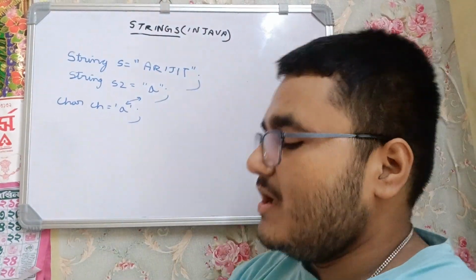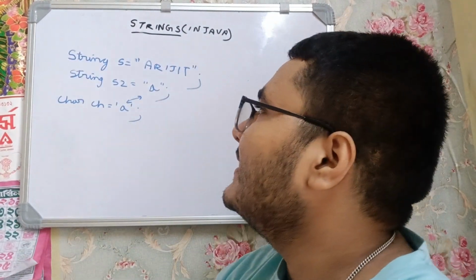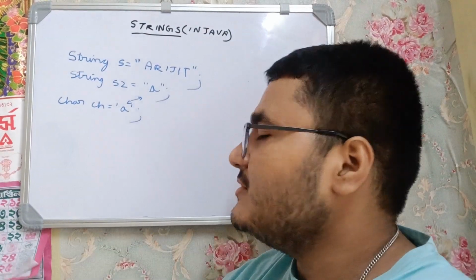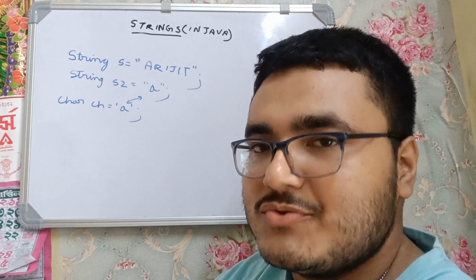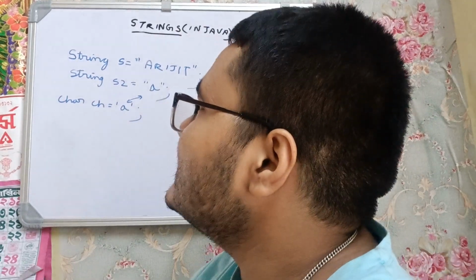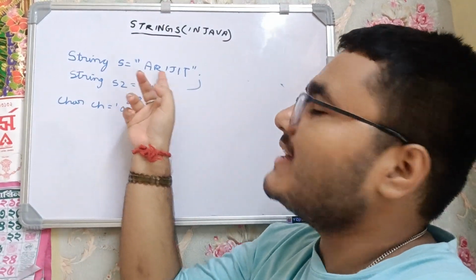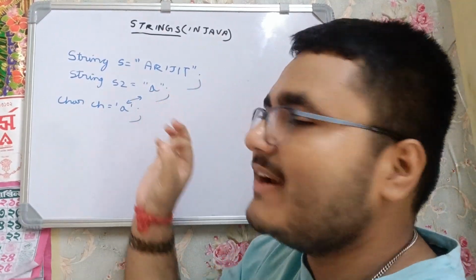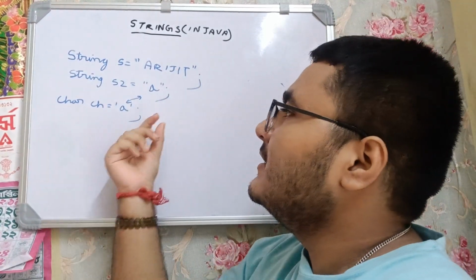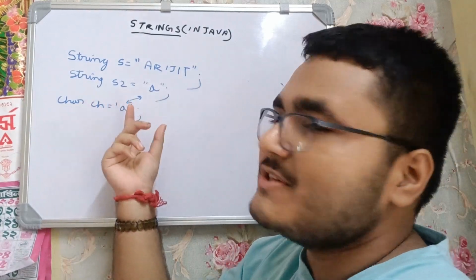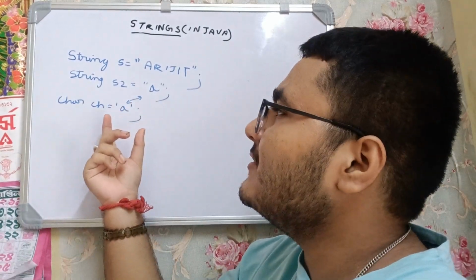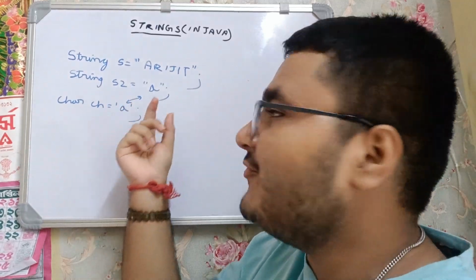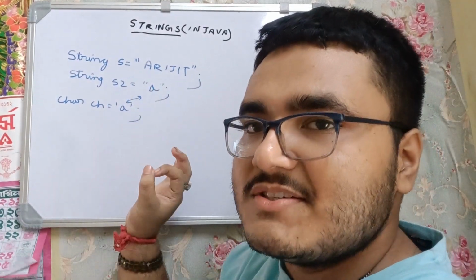So how are they different? In a character, what I store is stored as an ASCII value. In strings, each of them is a character, and each of them is separately stored using its ASCII value. Fine. So this is the concept of string. String is a combination of characters, and it can also be a single character, but if it has a double quote, then it is a string.